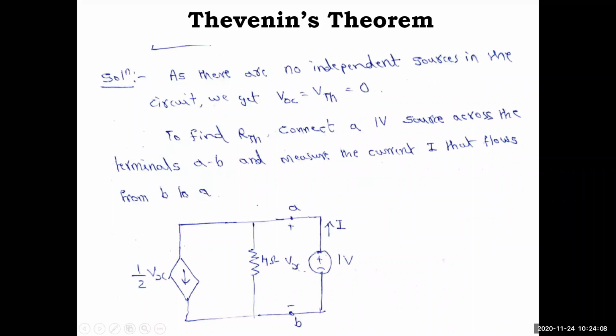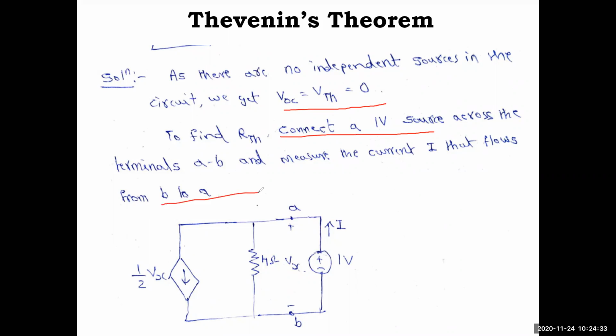So pause it and note down if somebody is missed out. As there are no independent sources in the circuit, we get VOC or VTH equal to 0. This we know, right? Since it is zero, that's why we are connecting the source now. So to find RTH, connect a 1 volt source across the terminals AB and measure the current I that flows from B to A. This is the step.